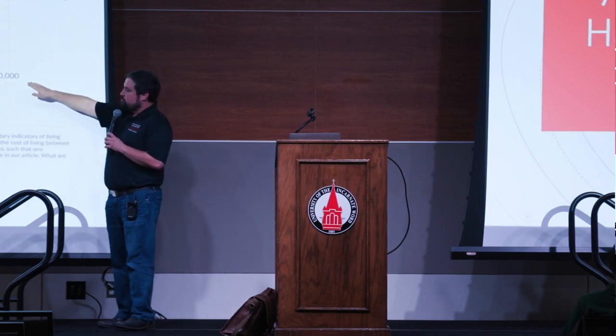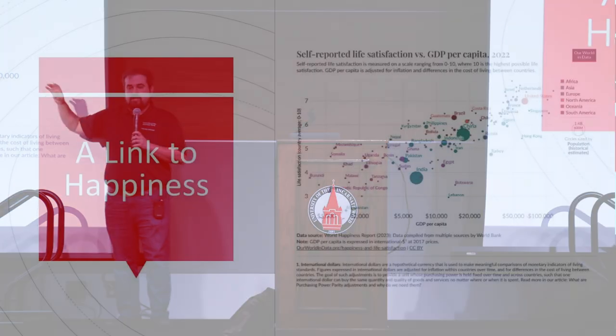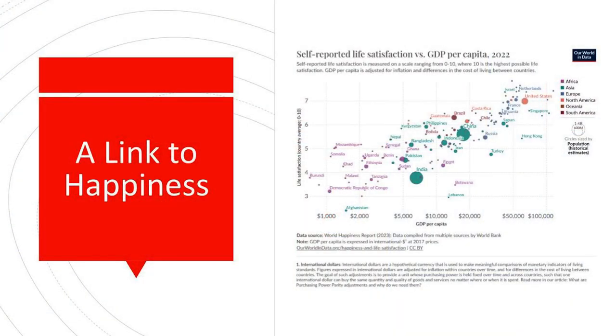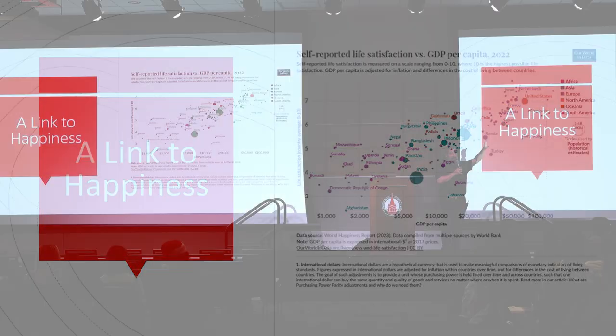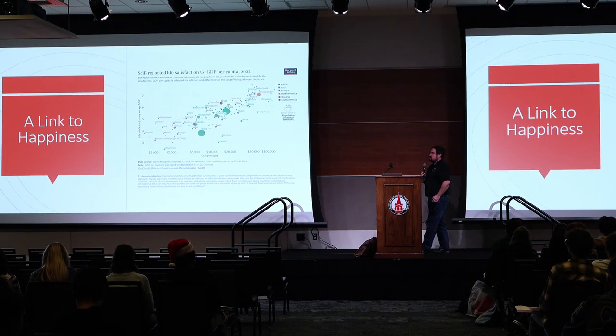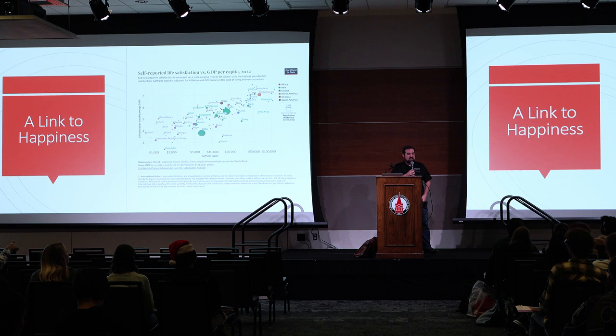Along the bottom of the graph, we have GDP per capita. So GDP per capita means the total gross domestic product per citizen within the country. As we move to the right, further and further on the graph, that means GDP per capita is going up. That means the country is wealthier and wealthier. As we look on the y-axis, the vertical axis here, the vertical axis is self-reported life satisfaction.